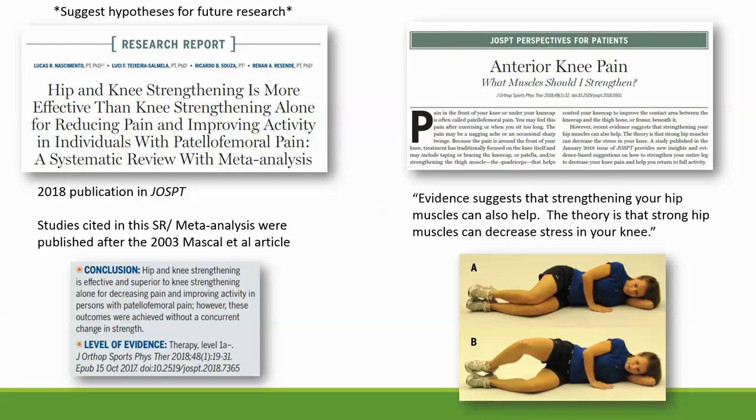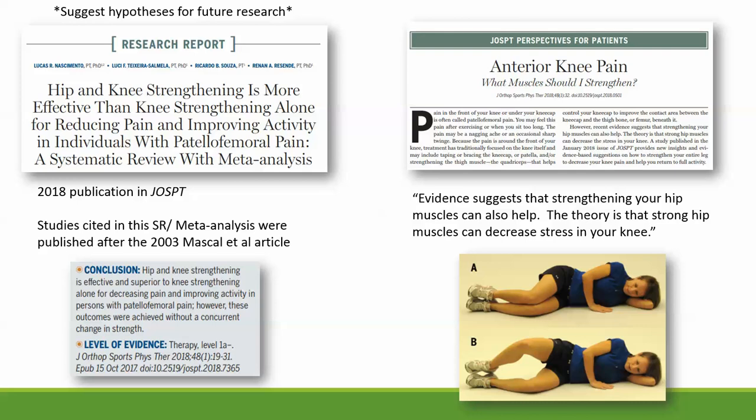of Orthopedic and Sports Physical Therapy, this systematic review with meta-analysis was published. It compared studies that looked at hip and knee strengthening versus knee strengthening alone for reducing pain in patients with patellofemoral pain. And the authors concluded that hip and knee strengthening is effective and superior to knee strengthening alone.